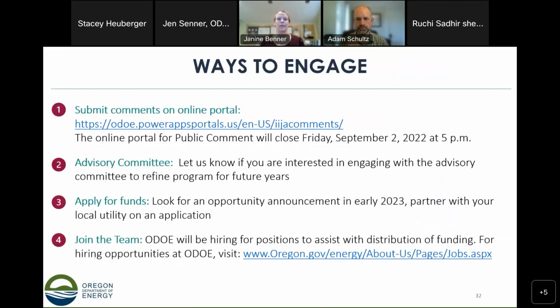Today is one of the many ways that you can engage with ODOE on this proposal, and this slide outlines some additional ways to get and stay involved. As I mentioned, you can submit comments on the online portal. In terms of this draft application, please note that the timeline is pretty tight with the deadline of this Friday so that we can finalize these details, have what we need to testify in front of the E-Board, and then submit the application to the U.S. Department of Energy on time.